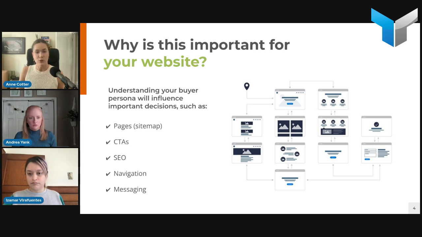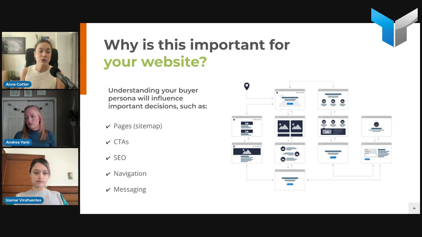Call to actions is a big one too. So, how does that person prefer to get in touch with you? Is it through just a generic contact us form? Is it a request a quote? Do they want to start kind of building their quote through the website? And we're seeing more and more too, just buying directly online. Do they want to just complete a transaction right then and there without talking to anyone? Those are all the things that you might need to consider on the call to action side of things.